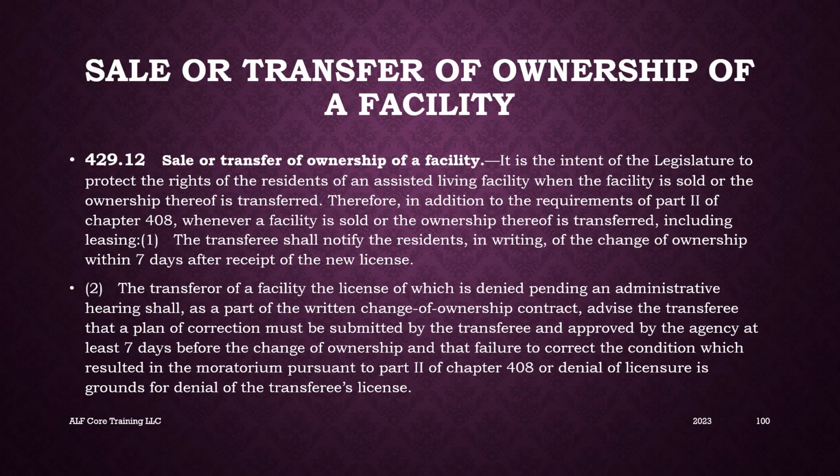The transferor of a facility, the license of which is denied pending an administrative hearing, shall, as a part of the written change of ownership contract, advise the transferee that a plan of correction must be submitted by the transferee and approved by the agency at least 7 days before the change of ownership, and that failure to correct the condition which resulted in the moratorium pursuant to Part 2 of Chapter 408 or denial of licensure is grounds for denial of the transferee's license.